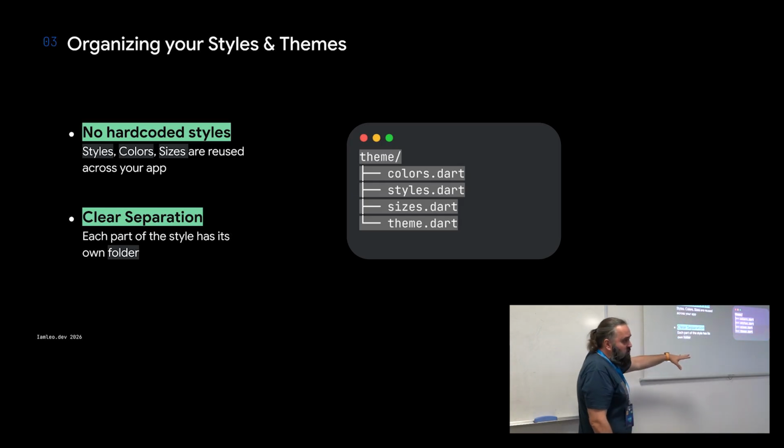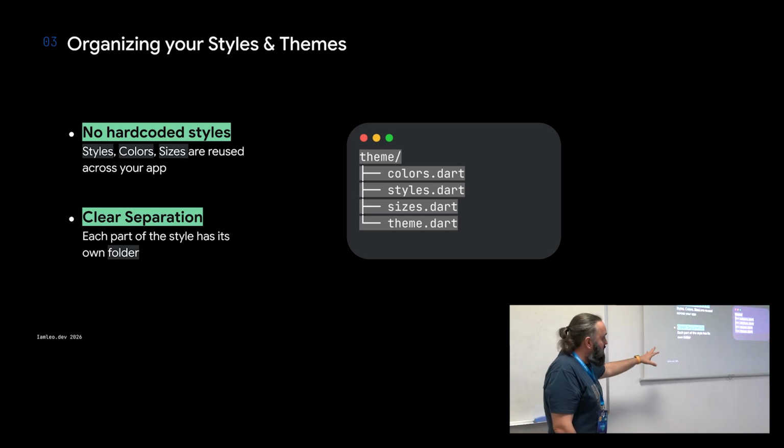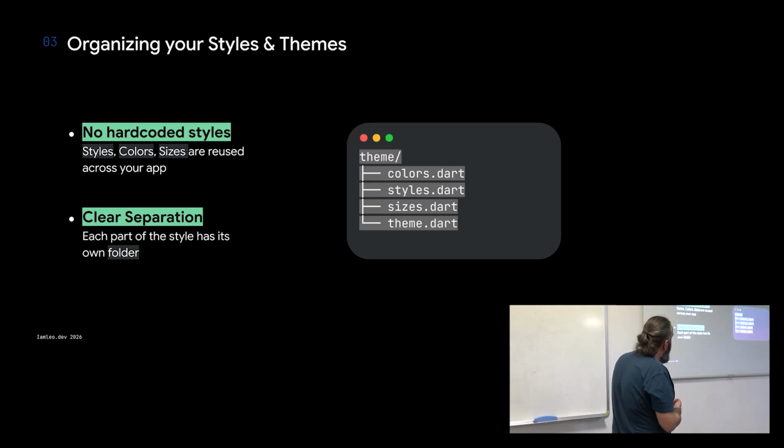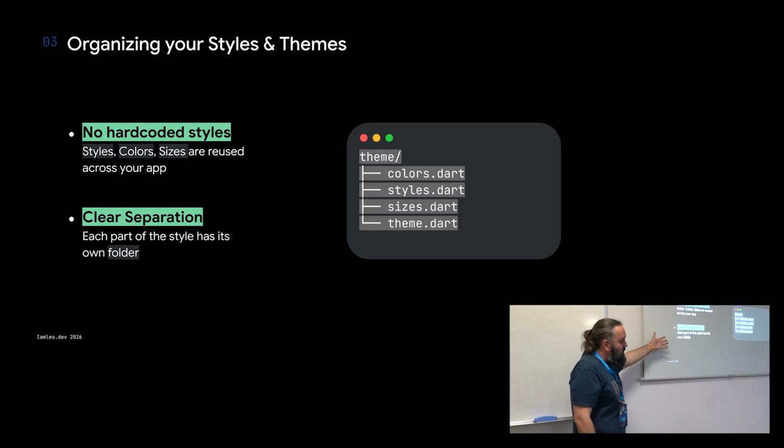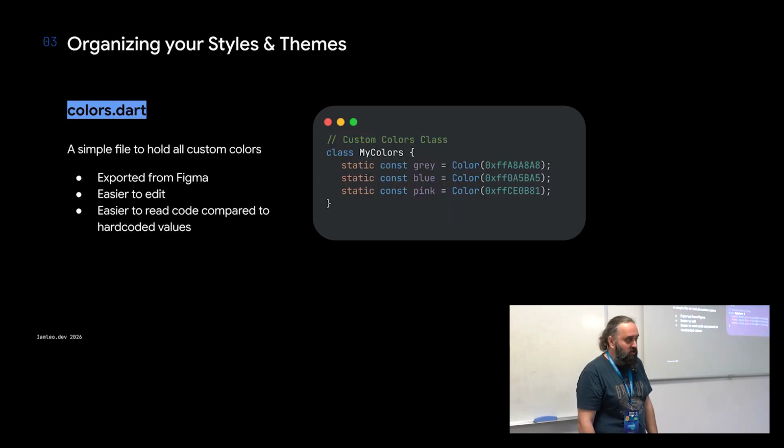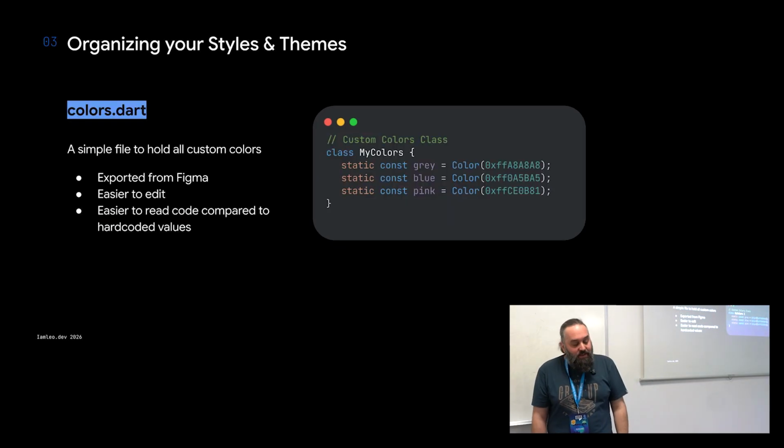Like in colors, you want to change a color from red to pink, you just change it there and it will change in the whole app without refactoring. And there is a clear separation on folders, so you can find it very easy, no documentation needed, although you should have documentation in your code. So this is the colors file, very simple.